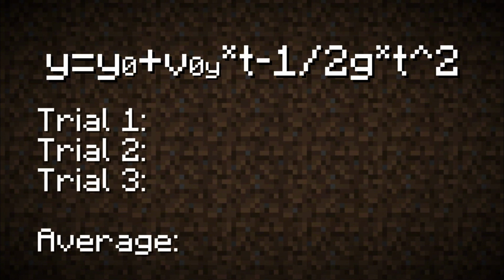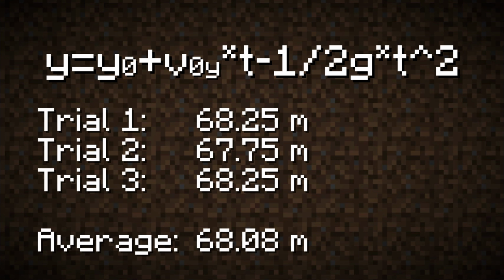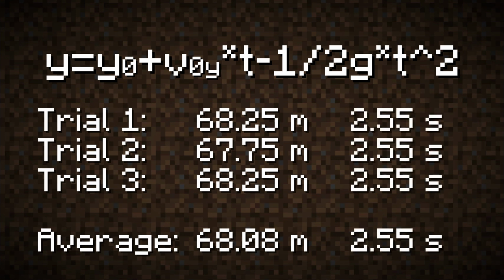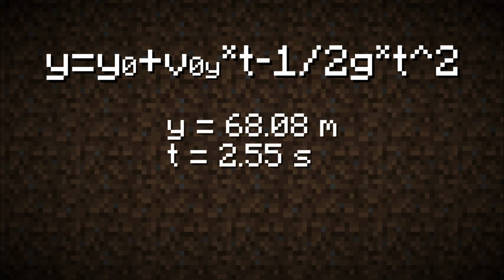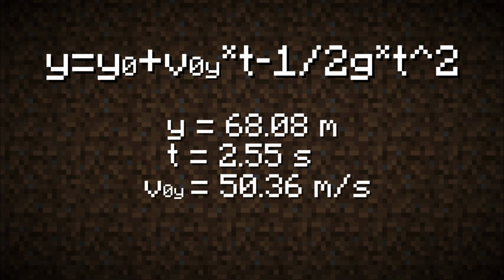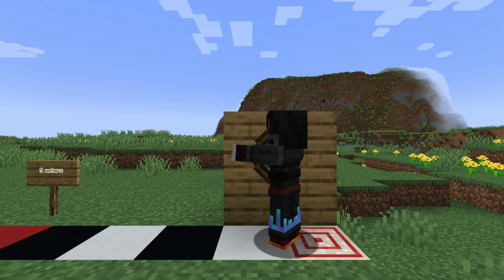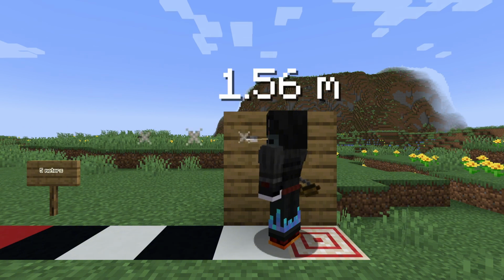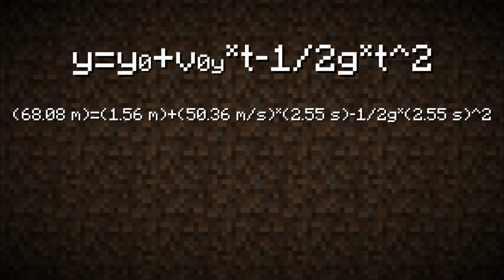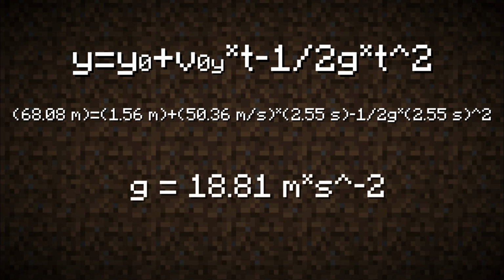The final y value, which is when the arrow reaches its apex, is 68.08 meters, and it took 2.55 seconds to reach there. The initial velocity is going to be the same as what the x velocity was when firing the arrow at a 0-degree angle. The y initial can be obtained by measuring the height at which the player avatar shoots the bow, which is 1.56 meters. With all the values filled into the equation, the gravitational acceleration can now be solved to bring us a value of 18.81 meters per second per second.